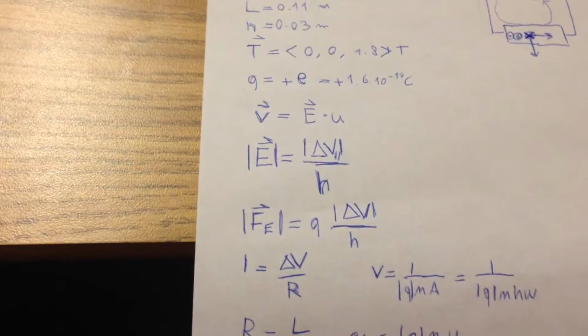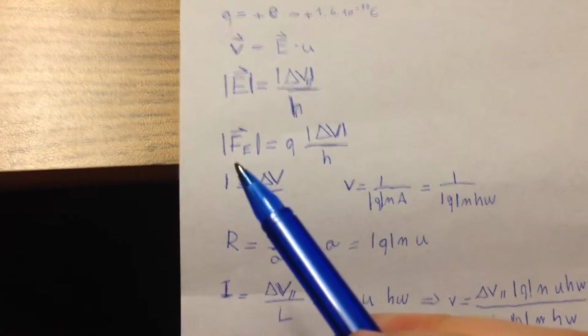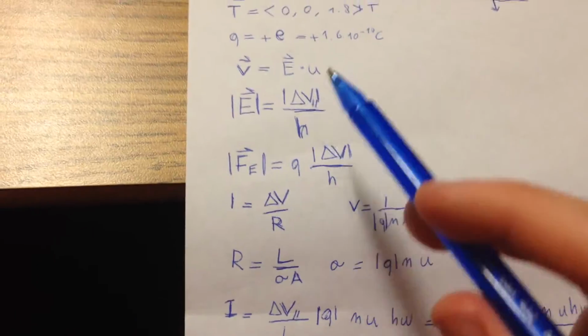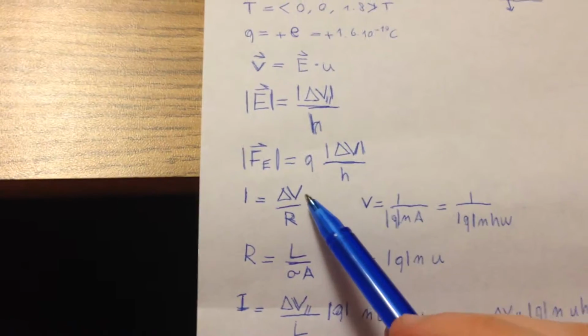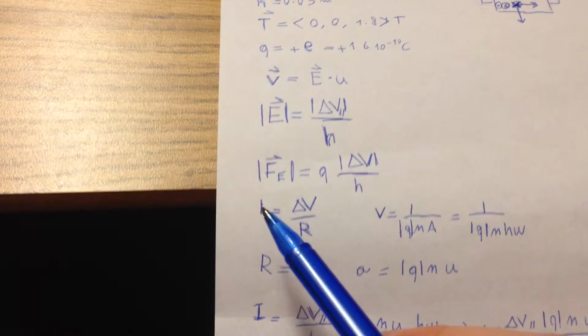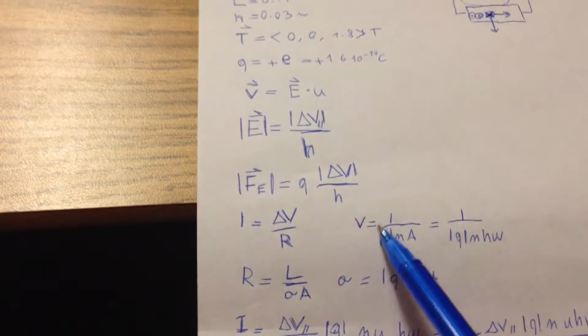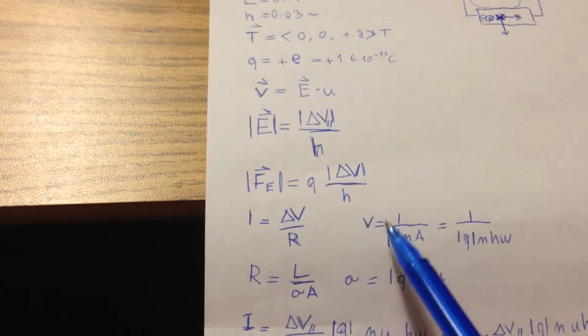Now the calculations will be performed in the following way. With knowing that the electric field will be given by the perpendicular voltage and the height of the block, the magnitude of the electric force will be this ratio multiplied by charge. Then the current will be determined by Ohm's law, and the velocity can be determined in this way.